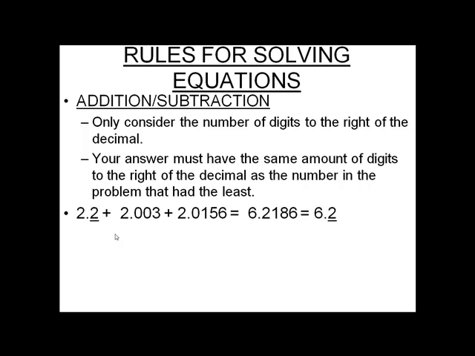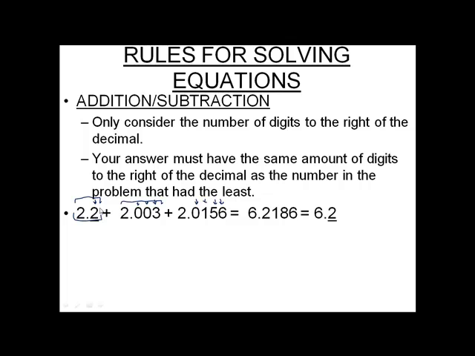So let's look at an example here. Our first number goes out to the tenths spot. That's the most precise that it gets. Our second number has a number in the tenths, the hundredths, even into the thousandths place. So next, we come over here. This one goes out to the ten-thousandths place. So what is our least precise number, our number with the fewest digits to the right of the decimal? This first number right here.